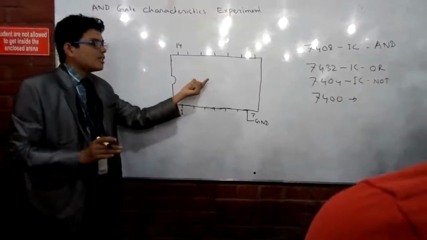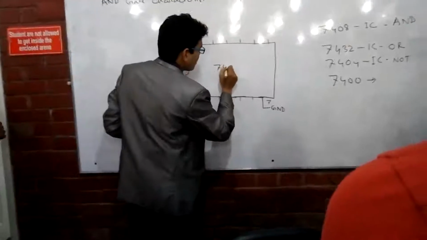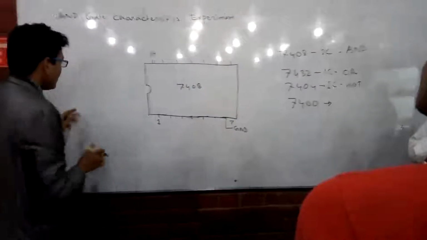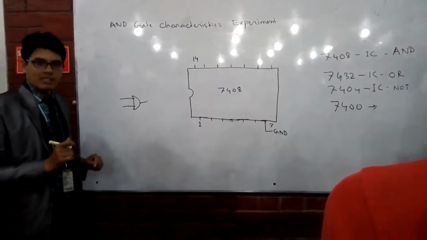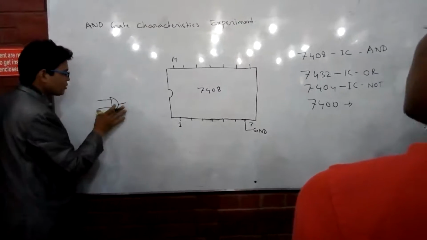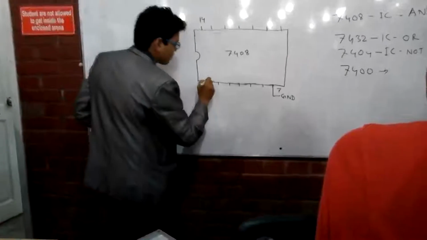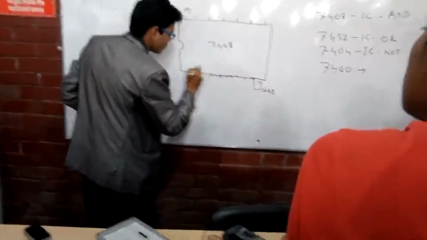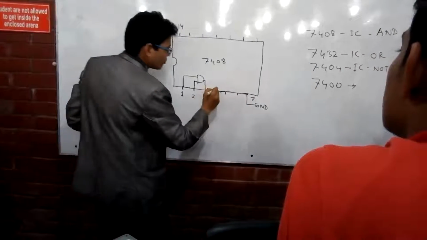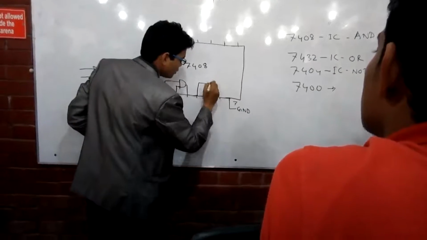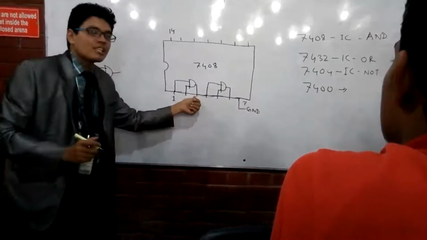Now if it is an AND gate IC, how does it look? 7408 will be the number, and an AND gate has got 2 inputs and 1 output, like this. There are 4 different gates inside this IC. Pin number 1 and 2 are 2 inputs, pin number 3 and 4 are another 2 inputs, and 6 is the output. Sorry, pin number 3 is the output. So pin number 3 stands for the AND gate output.